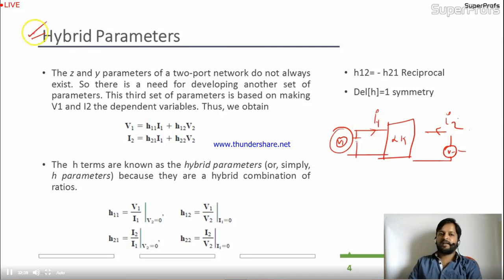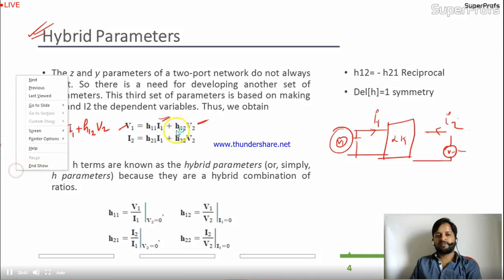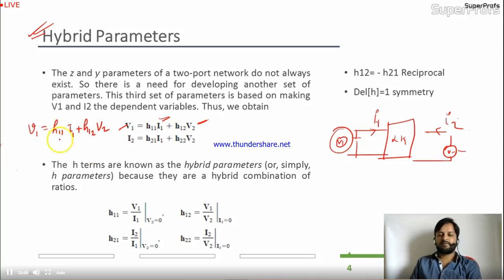But here in the hybrid parameter, we will take V1 in terms of current and voltage. First, I'll take V1 in terms of input current and output voltage. The equation is V1 equal to H11 I1 plus H12 V2. This is the hybrid parameters.